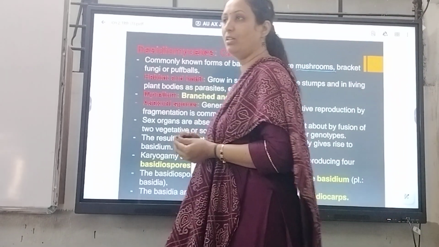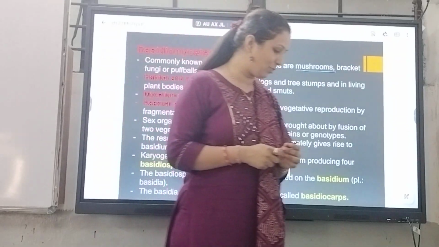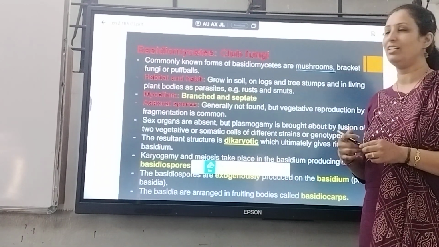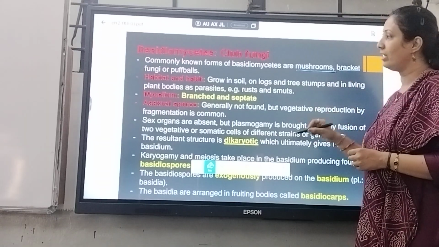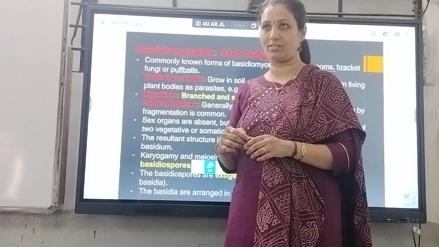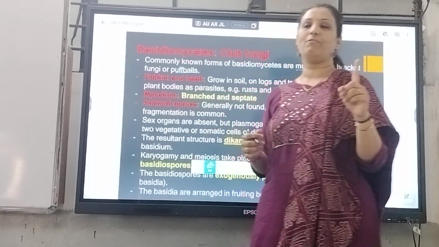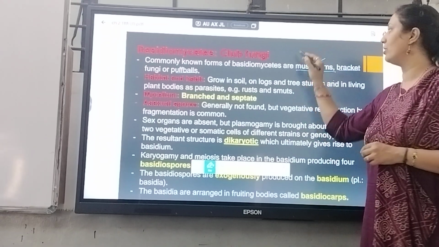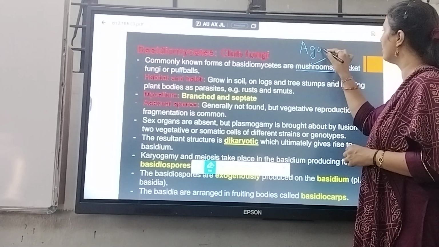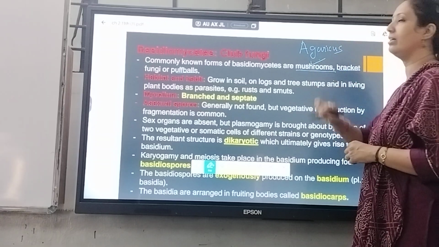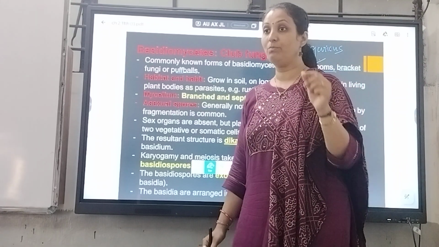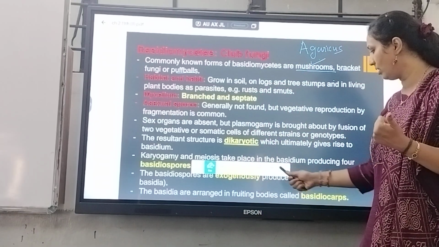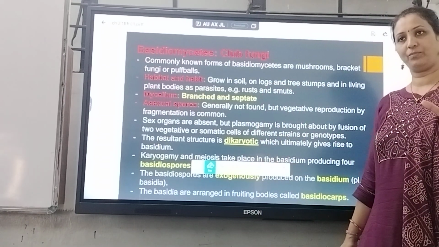Now, commonly known from the Basidiomycetes are mushrooms. You know mushrooms, right? Mushrooms are of so many types. Well known with a red color on that one. Yes, right? So mushrooms, even bracket fungi or the puffballs. Another well-known example is the mushroom. The genus name of mushroom is Agaricus. What is it? Agaricus. Mushroom genus name is Agaricus.